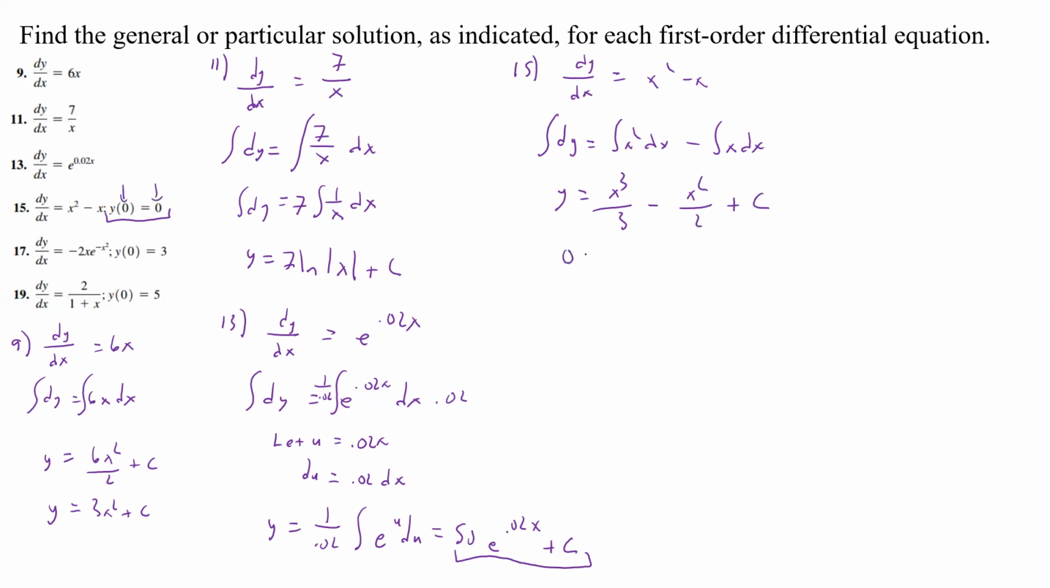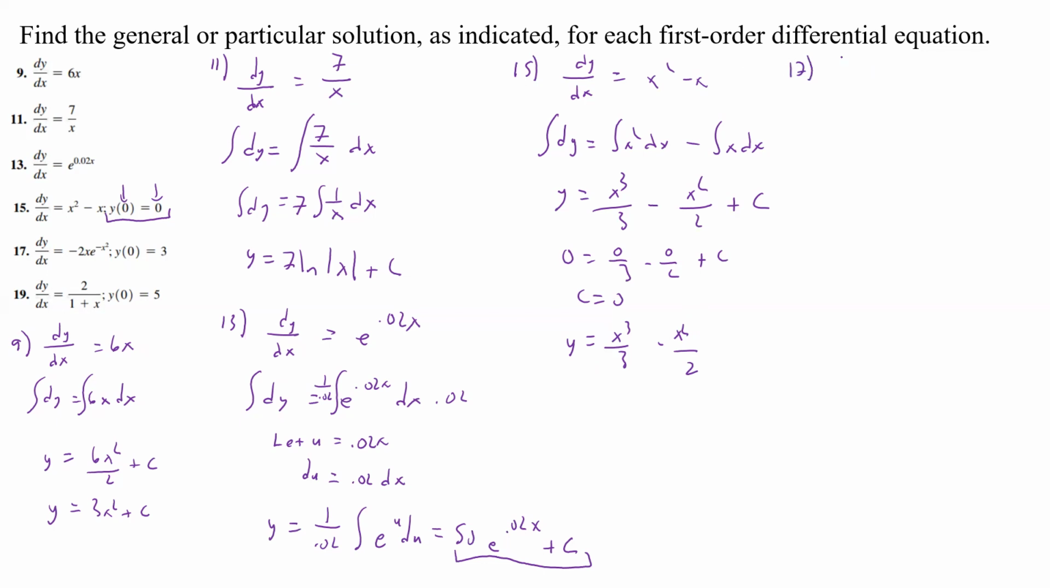Well, if that's 0 equals 0 over 3 minus 0 over 2 plus c, that means c is equal to 0. So my actual equation is y equals x cubed over 3 minus x squared over 2, and that would be my final solution. All right. Maybe we have enough room for 17, but we won't for sure have 19, I don't think.